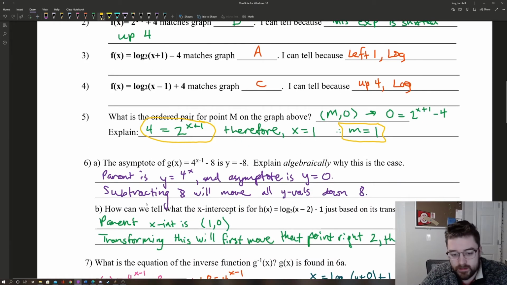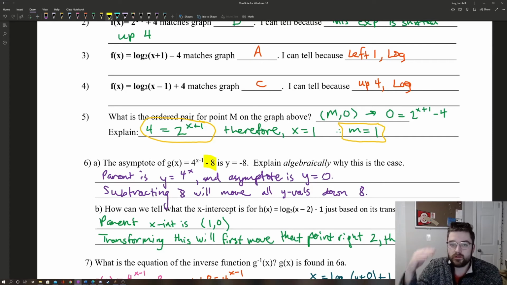With number 6, the asymptote of g of x is y equals -8. And I just explained it by saying what the parent function is and what that horizontal asymptote is. So if we subtract 8, like the function is saying, from the y values, -8, then we just move all those y values down from the parent function.